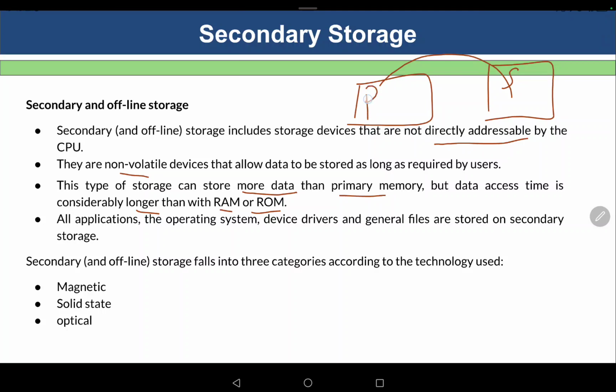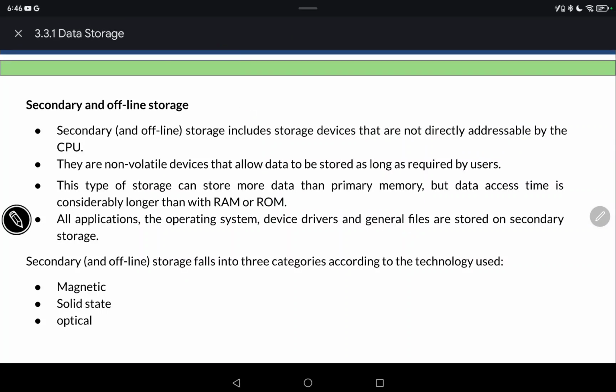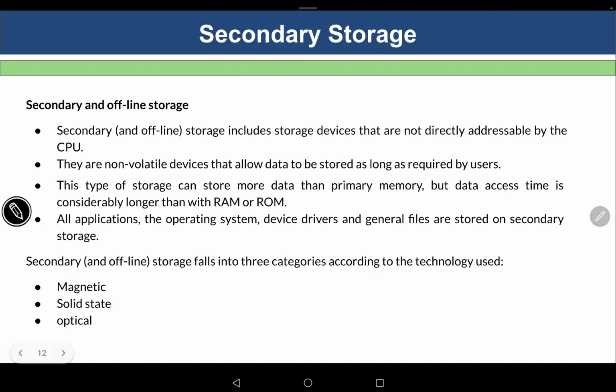The computer has to get to RAM before it gets to the SSD. So the time it will take to obtain data here is much longer compared to the time it will take to obtain data from RAM or ROM. All applications, the operating system, device drivers, and general files are stored on secondary storage devices. Secondary and offline storage devices fall into three categories: magnetic, solid state, and optical storage devices. We're going to look at each one by one.